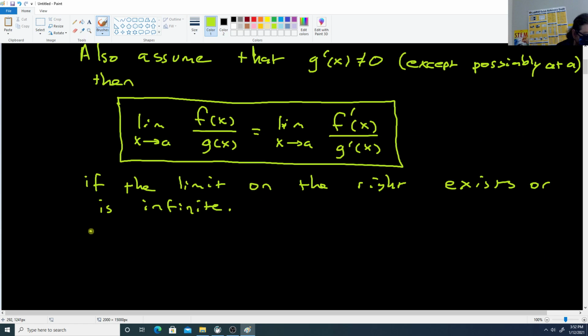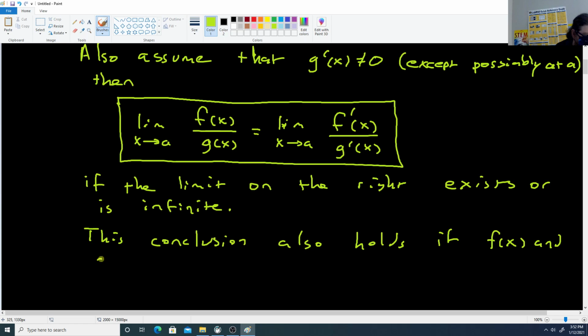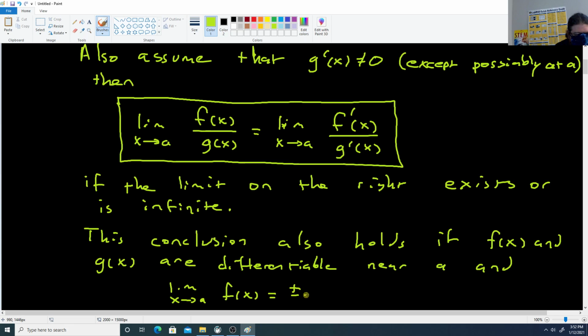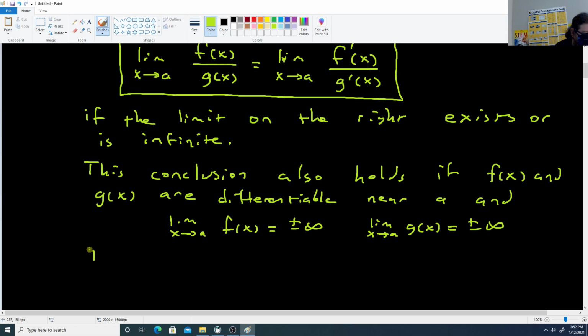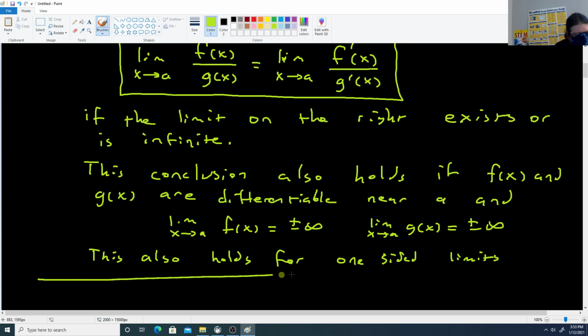This conclusion also holds if f of x and g of x are differentiable near a, and the limit as x approaches a of f of x is equal to positive or negative infinity, and the limit as x approaches a of g of x is also equal to positive or negative infinity. And this also holds for one-sided limits. Okay, so that is our theorem.